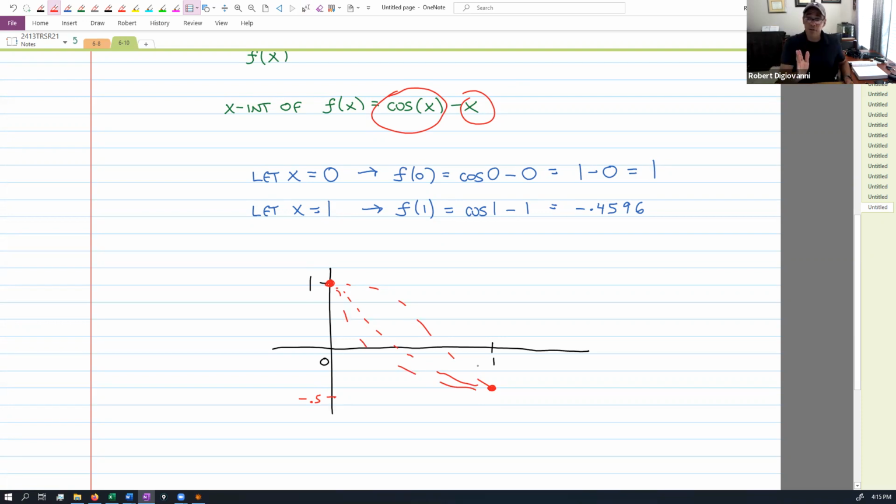So what I would do now is I would check another point in between. So why don't we take the most natural point, which would be 1/2. And let's plug that in. So I do that on my calculator. I'm just going to tell you what the answer is.